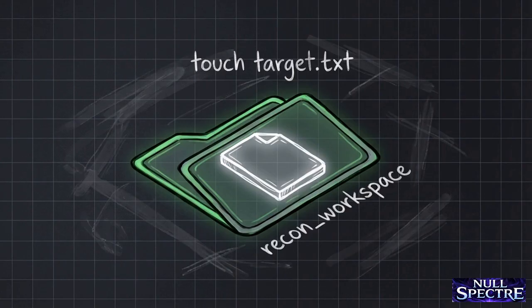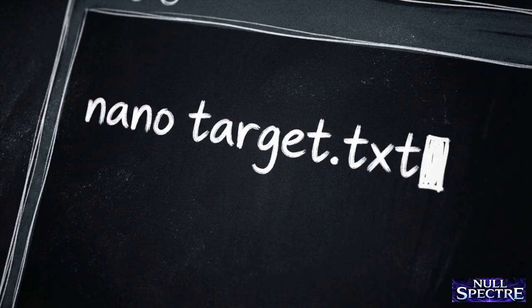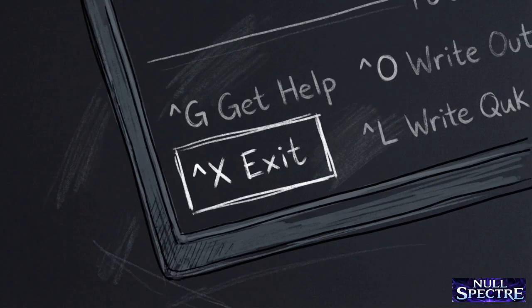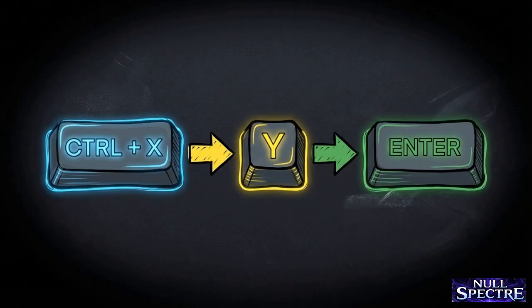Now let's generate a target data file. Type touch target.txt to create a completely empty text file. To open and edit that file right here in the terminal, type nano target.txt. To save your work and exit the nano interface without getting stuck, you must use this exact sequence. Press Ctrl-X to exit, hit Y to save the changes, and press Enter to confirm.